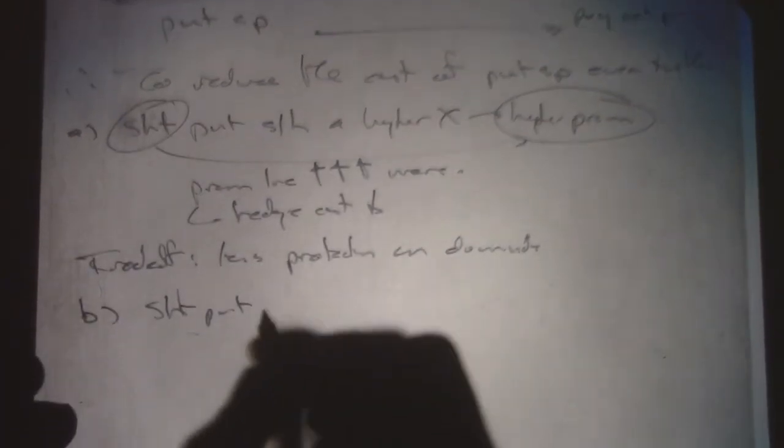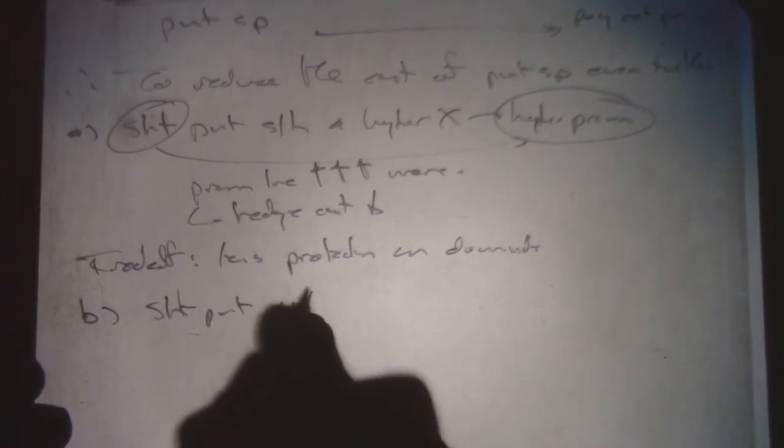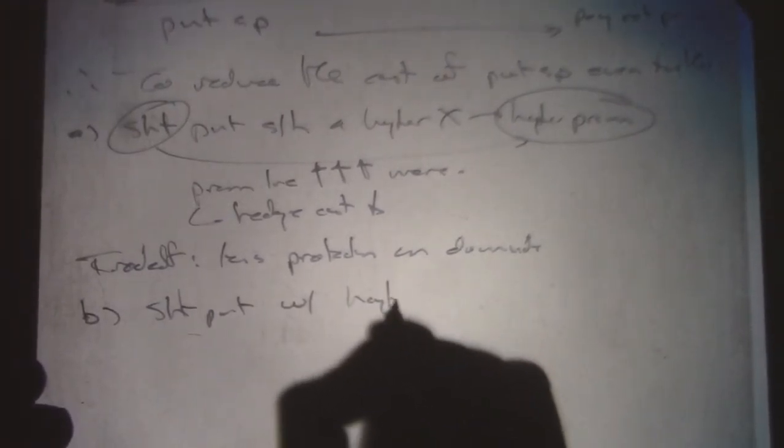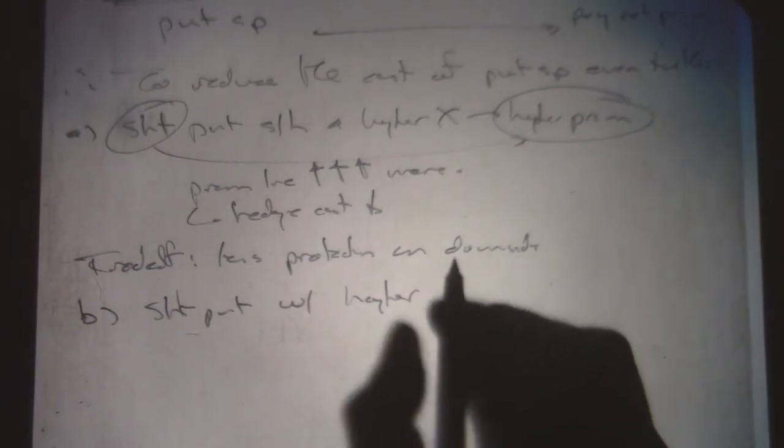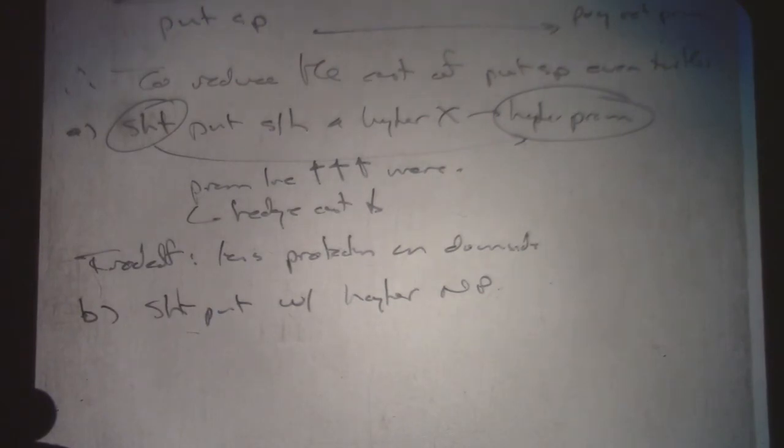So a short put with higher NP. And what's the logic? The greater the contract size, the premium will be higher, right?